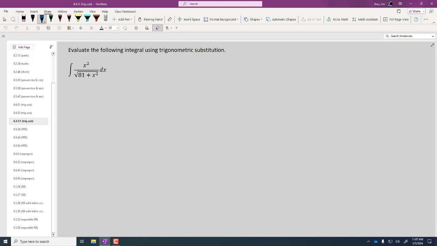Okay, last trig sub, sine, secant, or tangent. Tangent, plus is tan. So we're going to pop out the 81, and the 81 is coming through a square root, so it's going to be a 9. Remember, it's in the denominator. And then we have x squared over the square root of 1 plus x over 9 quantity squared dx.